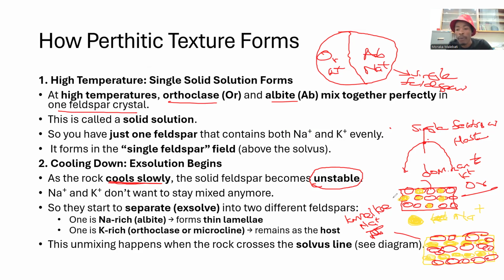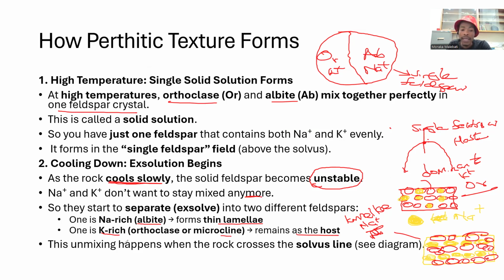The dominant phase is the orthoclase, and the albite is forming the lamellae. That's why we're saying sodium and potassium no longer want to stay mixed. Because they are uncomfortable, they need to rearrange themselves. They start to separate, or unmix, into two different feldspars. One is sodium-rich, which is albite, and forms a thin lamellae. The other one is K-rich, which is orthoclase, and remains as the host.